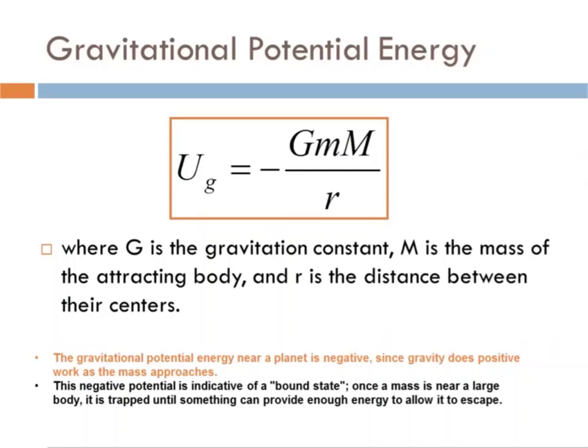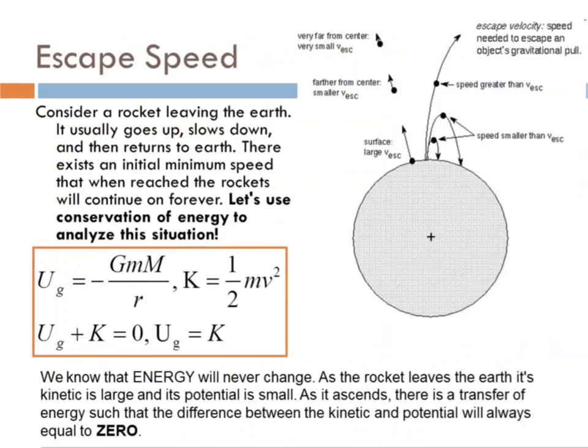Once a mass is near a large body, it is trapped until something can provide enough energy to allow it to escape. Which brings us to escape speed, which means that our potential energy will be equal to our kinetic energy at our maximums. Again, we know that energy will never change. As the rocket leaves the Earth, its kinetic energy is large and its potential is small. As it ascends, there's a transfer of energy such that the difference between the kinetic and potential will always equal 0.